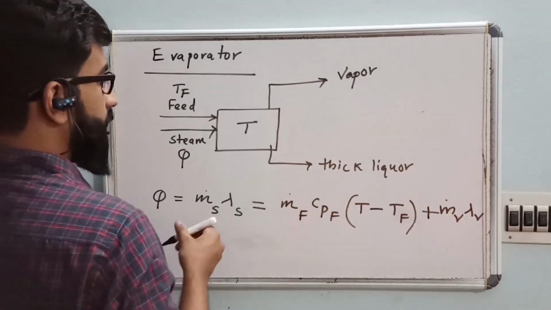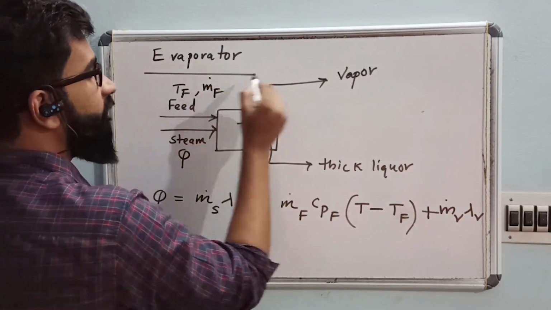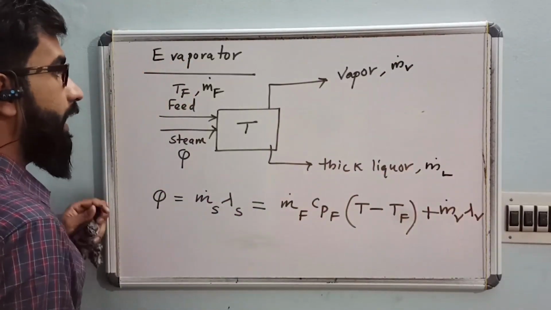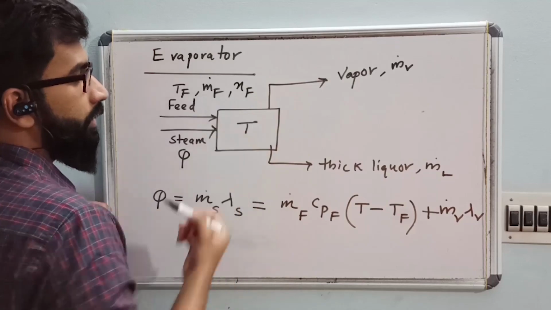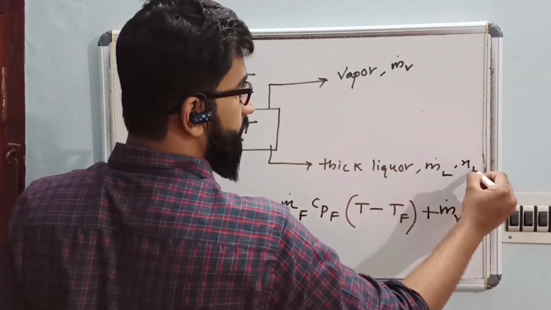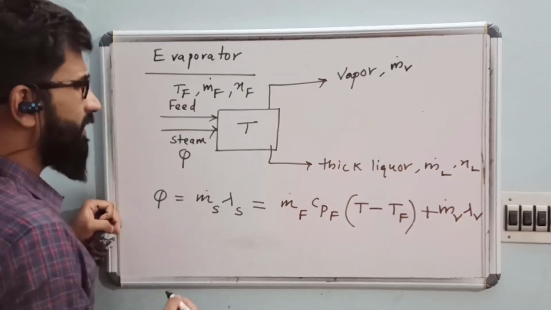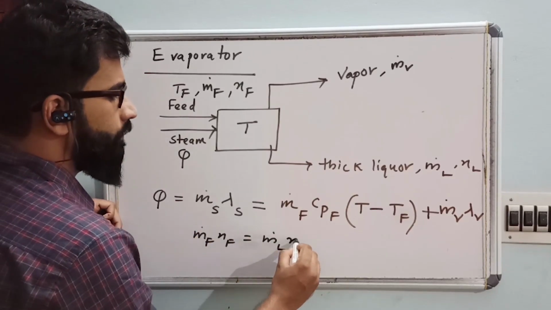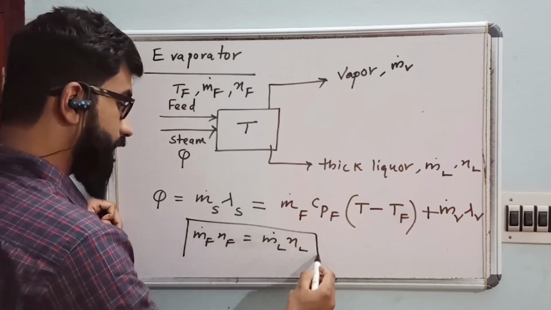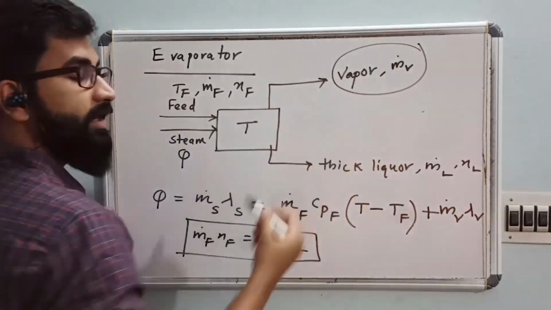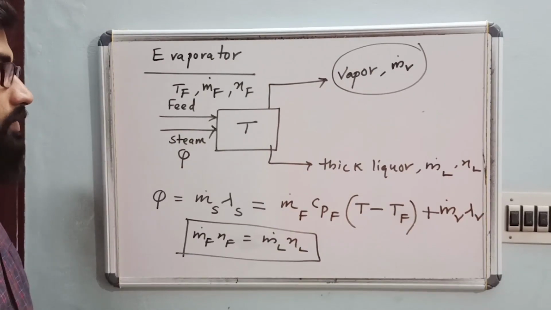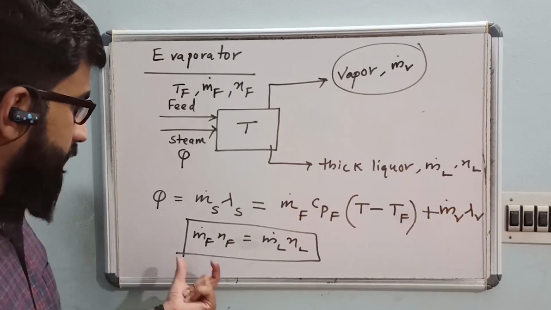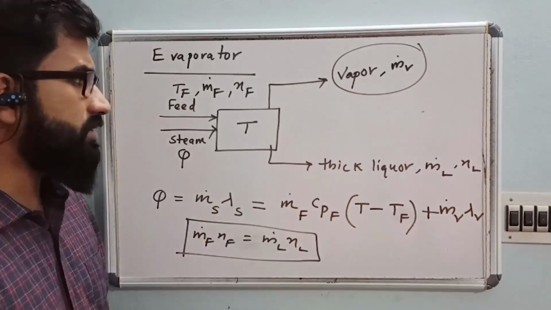So we can say the mass flow rate of feed is m dot f, mass flow rate of vapor is m dot v, mass flow rate of thick liquor is m dot l, and your mass fraction is xf. If it is xl, then the material balance is very simple: m dot f into xf is equal to m dot l into xl. Because in vapor you don't have any solute; it is only water we are vaporizing. Clear? So these are the two equations you need to remember.